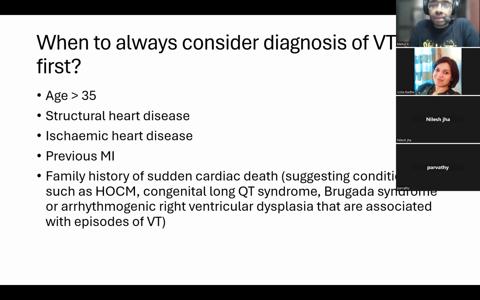Similarly, a patient with any kind of heart disease, any kind of structural heart disease, ischemic heart disease, history of myocardial infarction, all of those things will automatically increase the risk of this broad complex tachycardia being a VT. And any kind of family history of sudden cardiac death, especially hypertrophic cardiomyopathy, long QT syndrome, Brugada, ARVD, all of these things also increase the risk of VT. So basically, any kind of abnormality in the heart, or an elderly patient, you have to think of VT. That is why in an adult patient coming with broad complex tachycardia, the most common diagnosis is generally going to be VT.